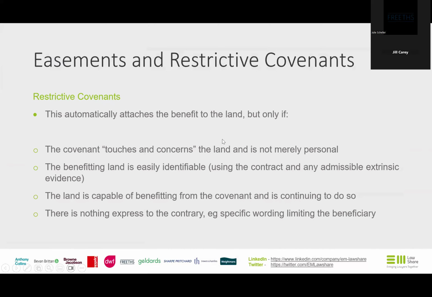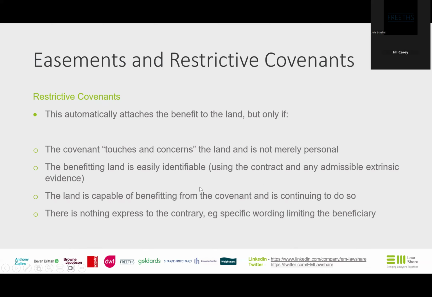The benefit, though, will only run with the land if there is a sale, if the covenant touches and concerns the land. That means it's not merely personal. So a restrictive covenant, I don't know, not to put up Manchester United curtains for so long as Mr. X lives next door, won't survive once the parties have changed. But a covenant not to build a garage within so many feet so that it blocks rights to light obviously does touch and concern the land.